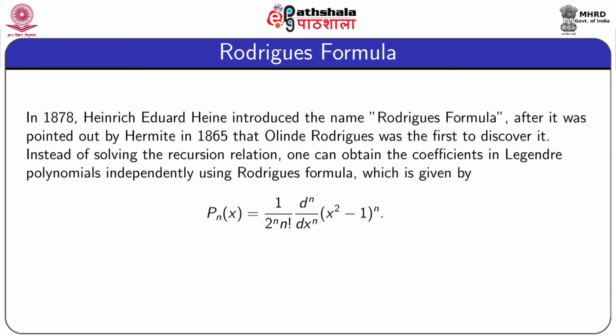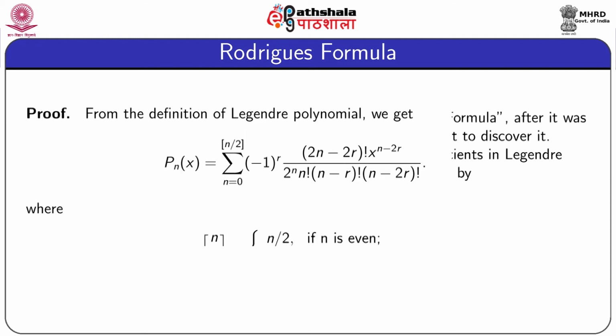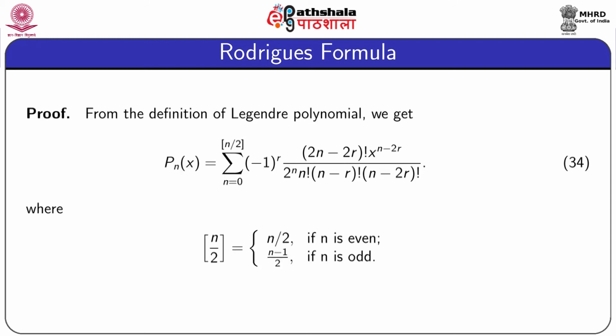Let us look into the proof of this formula. From the definition of Legendre's polynomial, we get P_n(x) is equal to the summation from r equal to 0 to [n/2], which is defined as n/2 if n is even and (n-1)/2 if n is odd, of (-1)^r (2n - 2r)! x^(n-2r) divided by 2^n r! (n-r)! (n-2r)!.